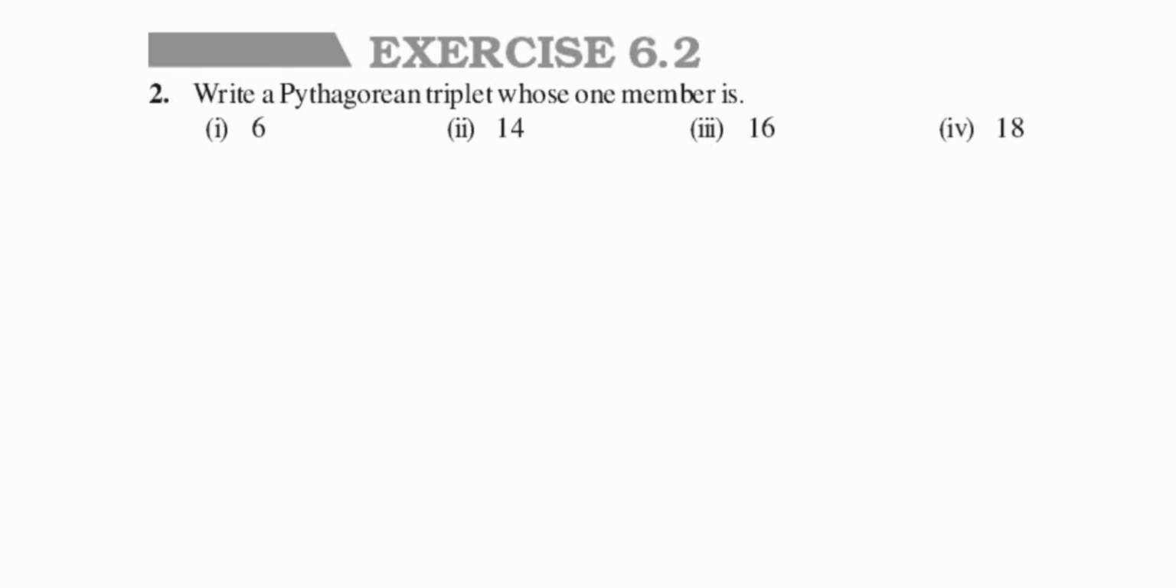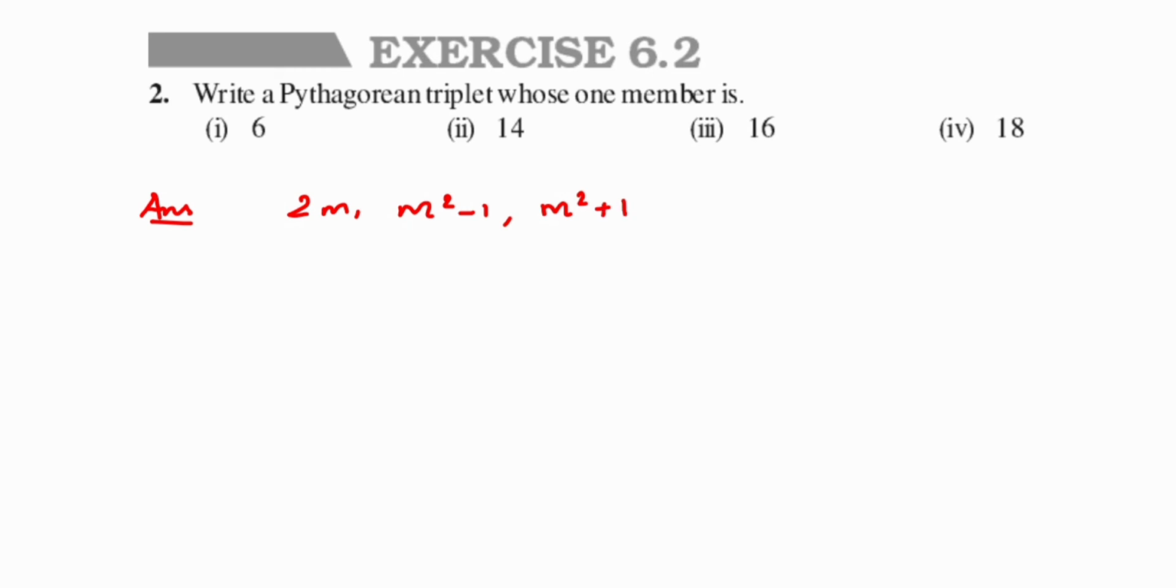So we have understood how to find out the Pythagorean triplets. Here we have four numbers: 6, 14, 16 and 18. To find these, we're going to use the formula 2m, m square minus 1 and m square plus 1, right? So I'm going to just write down 2m, m square minus 1, and one more is m square plus 1.